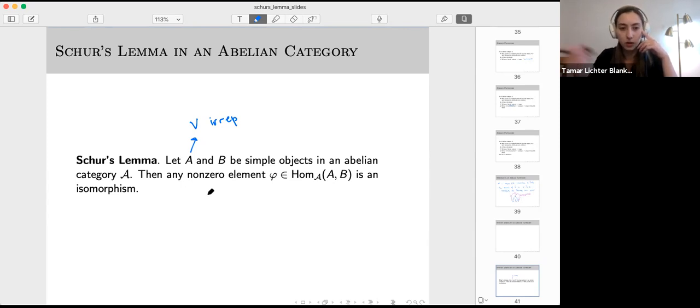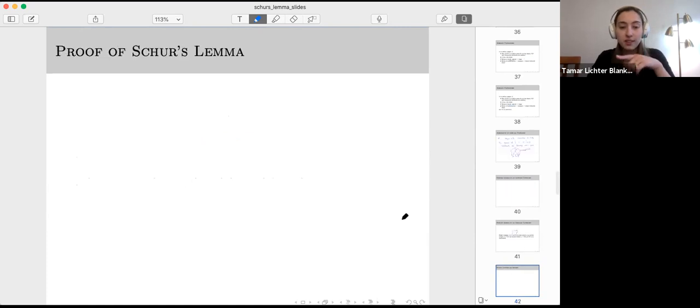So same thing as before. This would be like our V prime. And I think this is really cool because these are not necessarily representations or vector spaces or anything like that, right? They're just something in an abelian category. And I want to show you the proof because, in my opinion, the proof is basically the same.